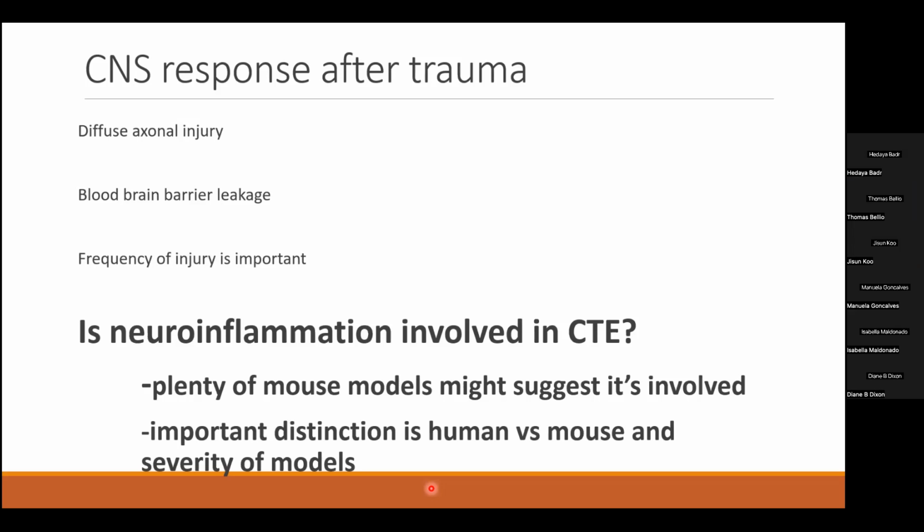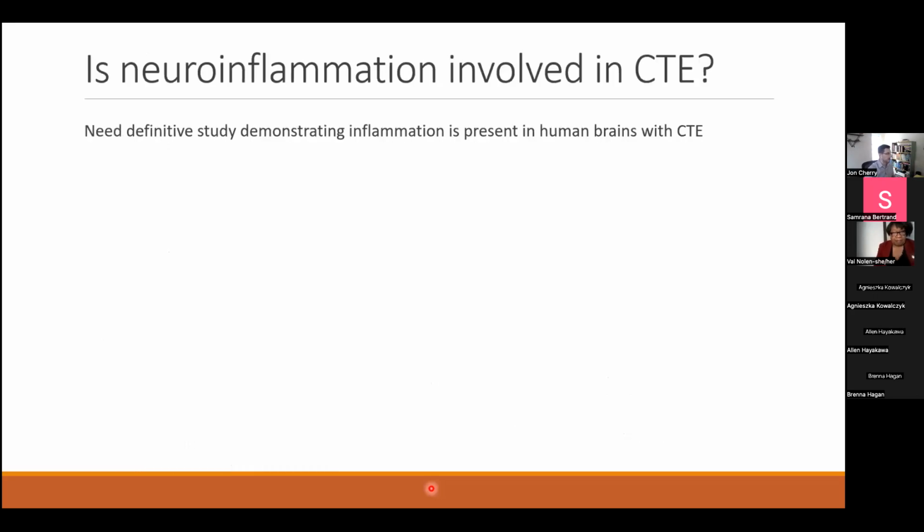Now, there have been many mouse models that suggest that it is. But it's really important to distinguish human versus mouse and the severity of these models. Up until a couple of years ago, we had no idea inflammation was involved in the human brain of people on the road to CTE. So that was the first study that we did. We needed a definitive study demonstrating inflammation is present in human brains with CTE to even get on the road to understanding inflammation as a concept in this disease cascade.